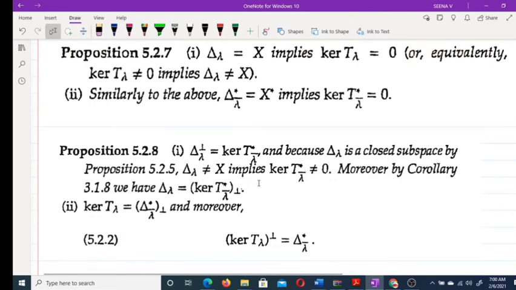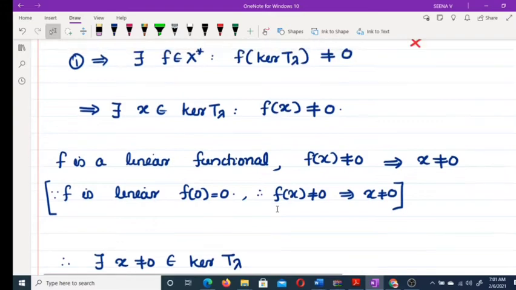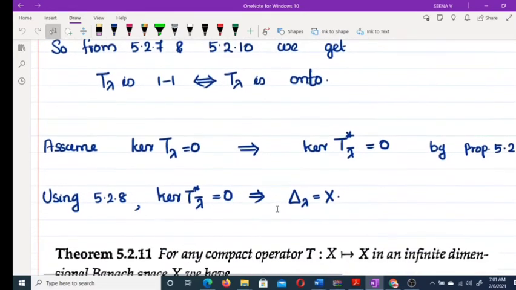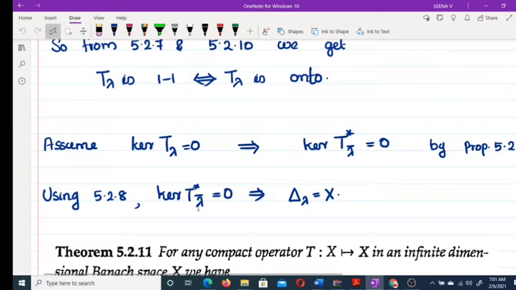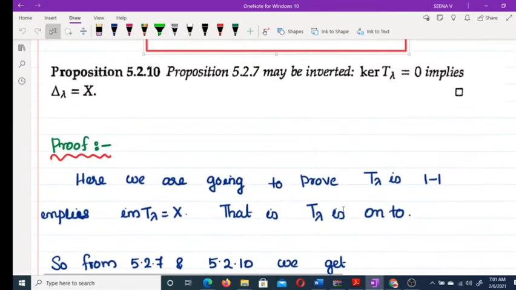Kernel T star lambda... no, not equal. That means the converse part is: kernel T star, sorry, delta lambda not equal to x implies kernel T star lambda equal to 0. That means kernel T star lambda equal to 0 means delta lambda equal to x. So we are using that result. So kernel T star lambda equal to 0 implies delta lambda equal to x. So that's what we have to prove.